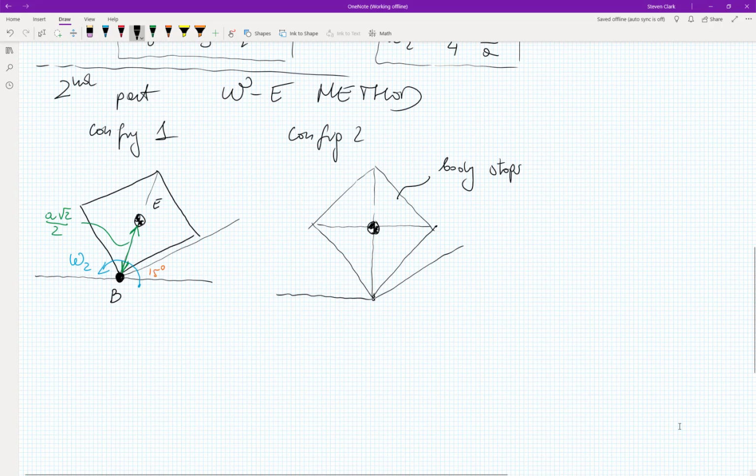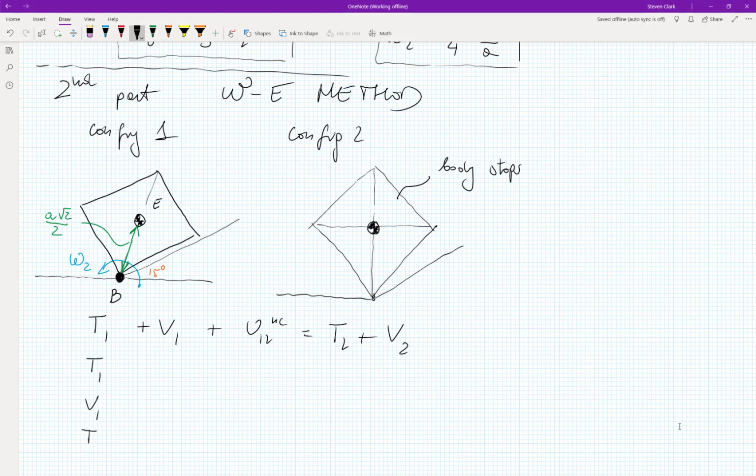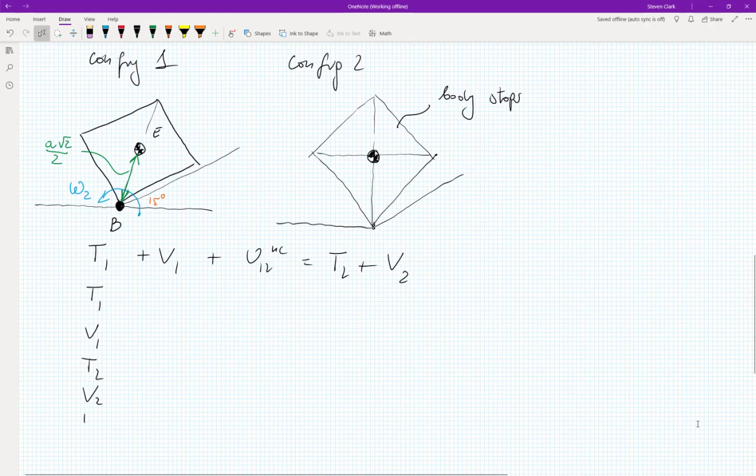Okay, guys, so since it's work energy method, I'm just gonna do our routine, okay? T1 plus V1 plus U12 non-conservative is equal to T2 plus V2. And let's find these 5 guys: T1, V1, T2, V2, U12 non-conservative. Okay, what is T2? 0, but it stops there.